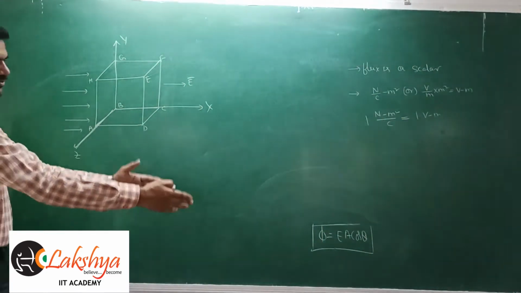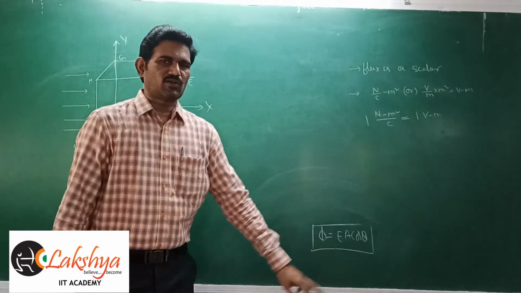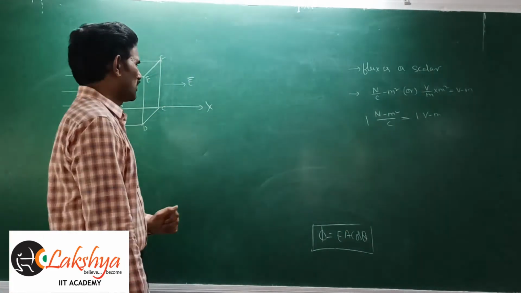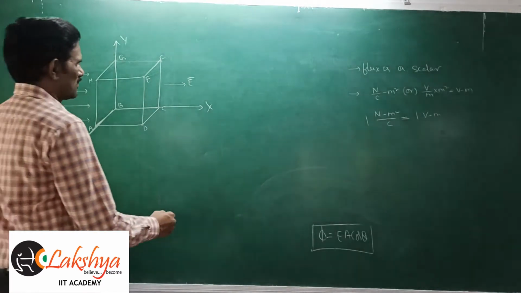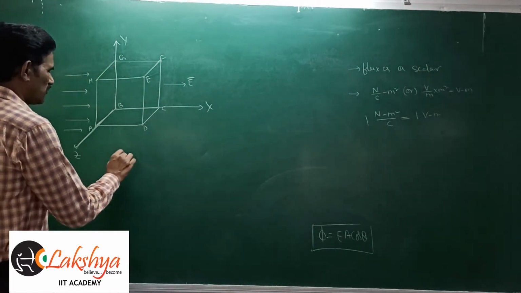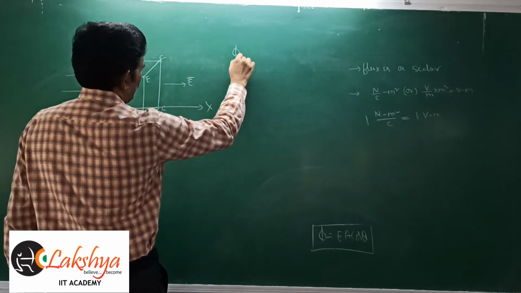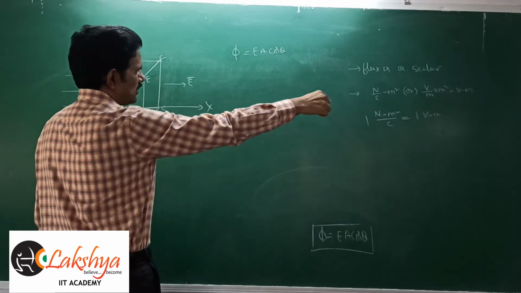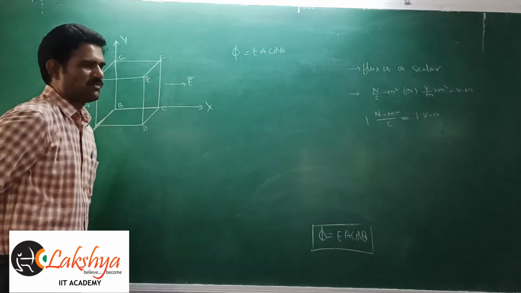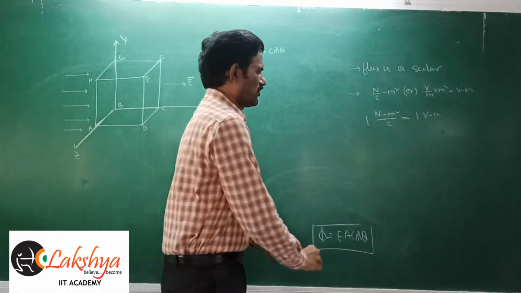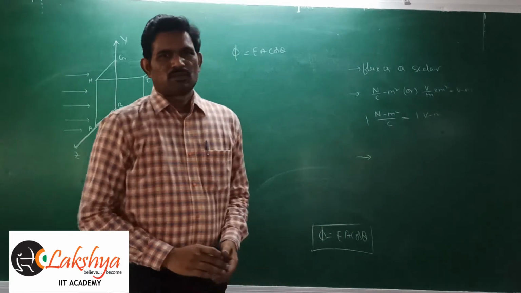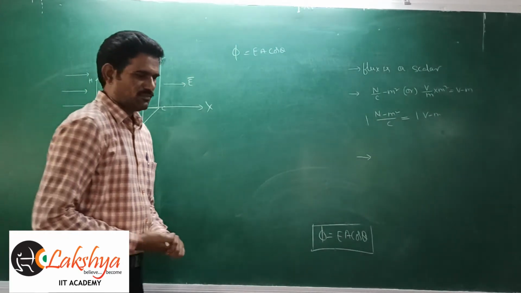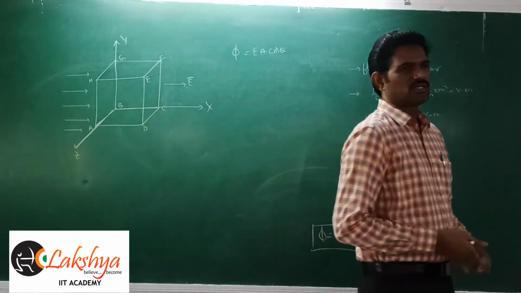Now we can use this formula. Phi is equal to EA cos theta, because the field is uniform and the surfaces we are taking are plane surfaces, right? So our formula is phi is equal to EA cos theta. And here mention some points about the area vector also. Here we consider area as a vector.